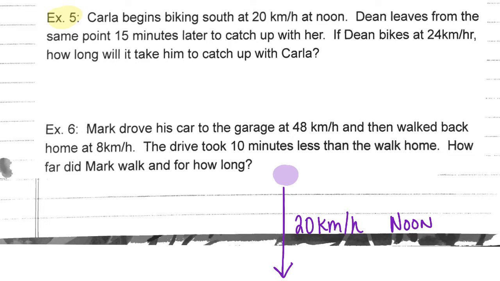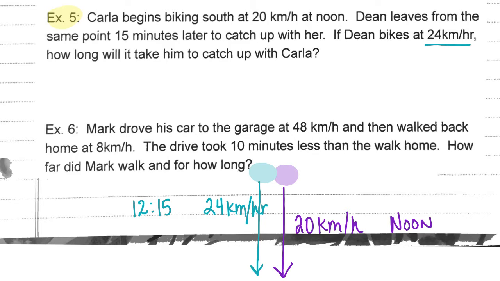Dean is going to leave from the exact same point, okay? But now Dean's at the exact same point. We don't know where they are. They don't say. He leaves 15 minutes later to catch up with her. And remember, Dean is biking at 24 kilometers per hour. So he is chasing after Carla. And we know he's leaving at 12:15 to catch up with Carla.